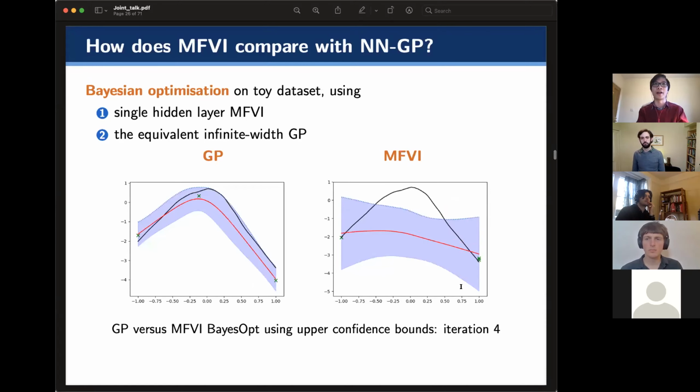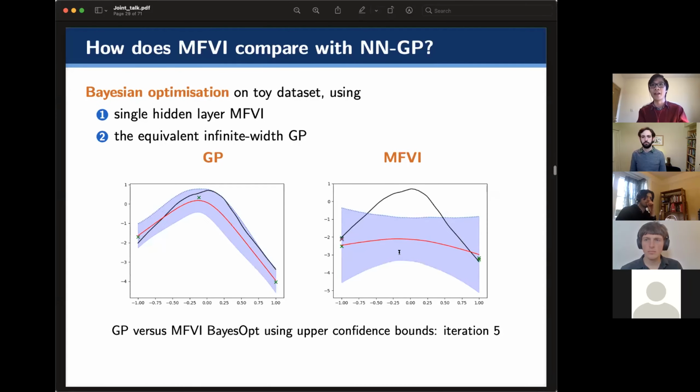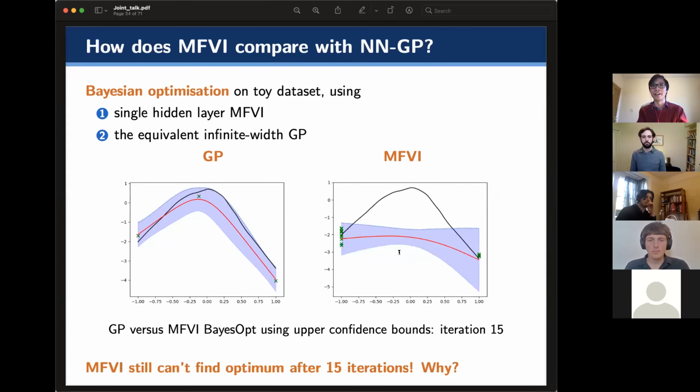And then when you condition on that, the GP after 4 iterations has basically solved the optimization problem, whereas mean field VI hasn't. It's still picking points at the end. In fact, we can continue this. Mean field VI keeps picking points at the end, again and again. And even after 15 iterations, all it's done is pick lots of points on the left and lots of points on the right. And that's because it was irrationally overconfident in the middle, even though if we did exact inference in a very similar model, it didn't have this kind of problem.